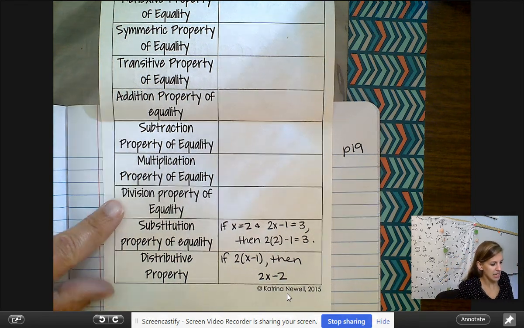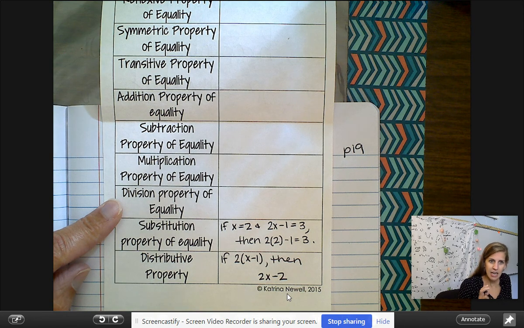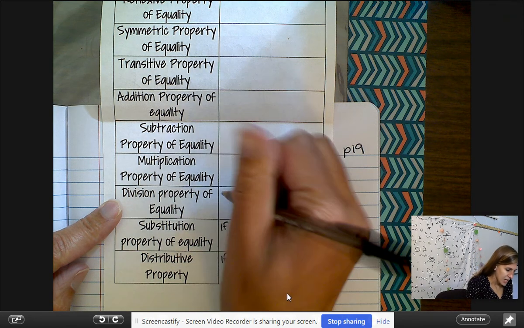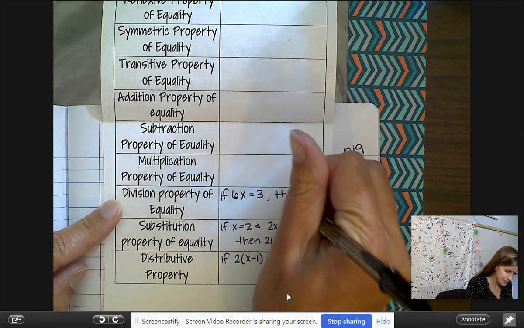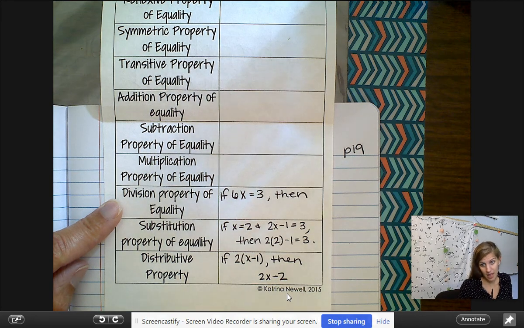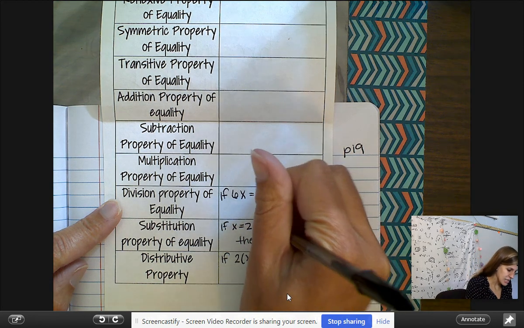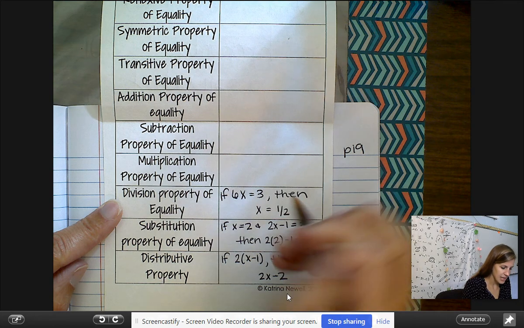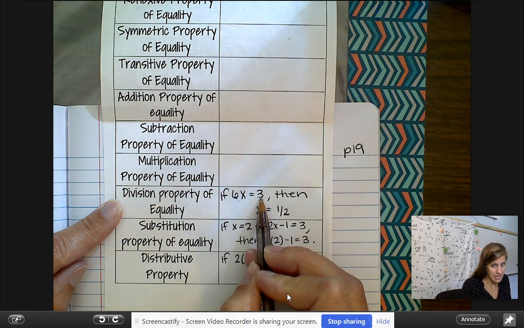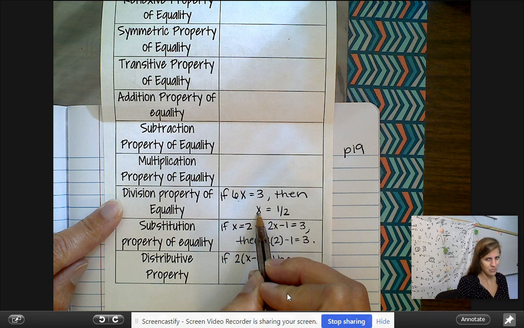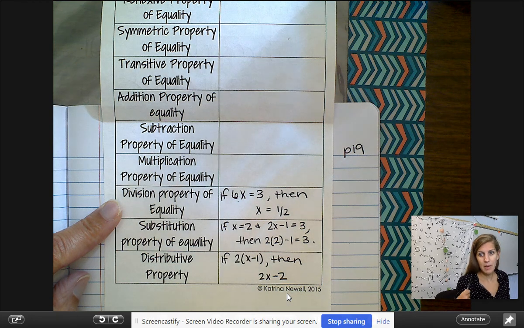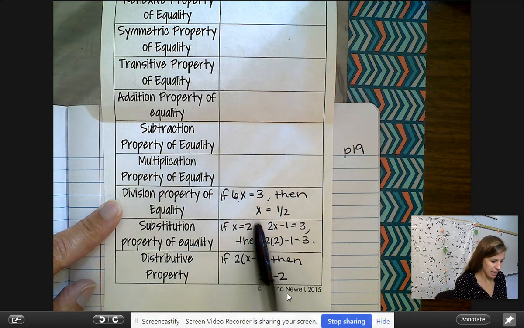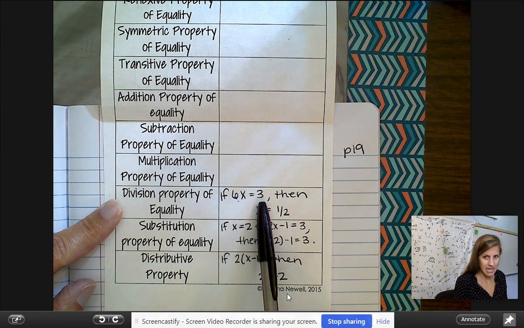Another one that you probably know is the division property of equality. Now, this one is a little interesting. So if I have 6 times x equals 3, then by the division property of equality, I can divide both sides by 6, and x will equal one half. Right? Because I divided this by 6, I divided this by 6 to get x alone. So the sneaky thing is when I'm looking at the problem, it looks like multiplication, but I'm describing what I'm doing to solve. Okay, so then I'm able to get one half because I divided by 6 on both sides.